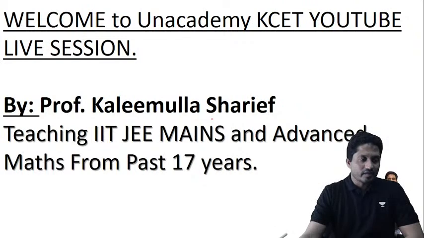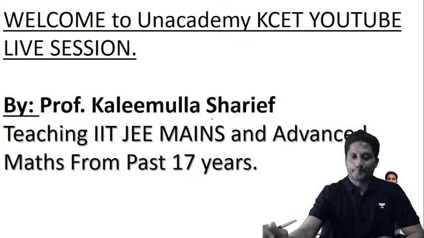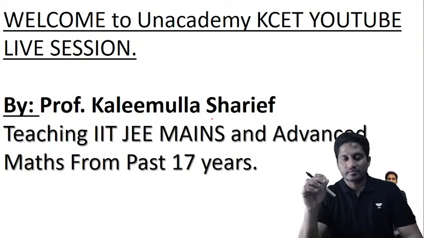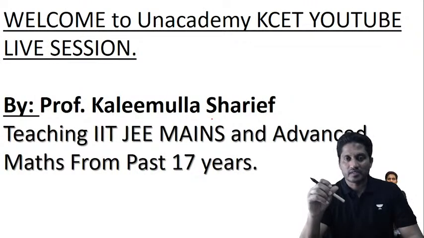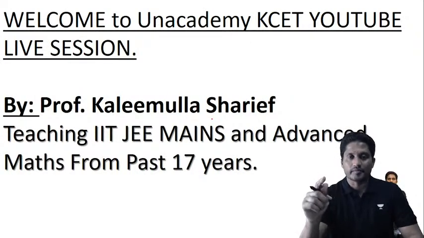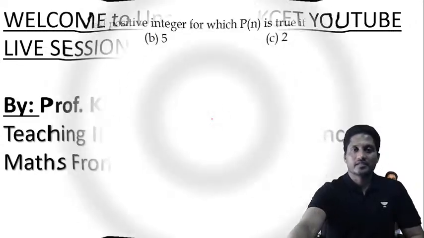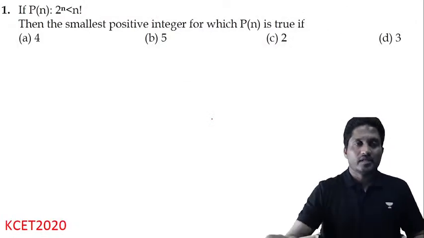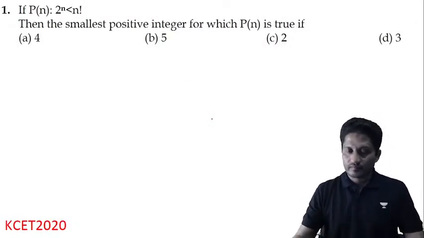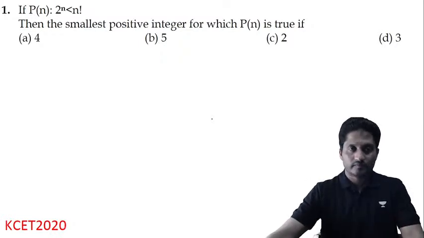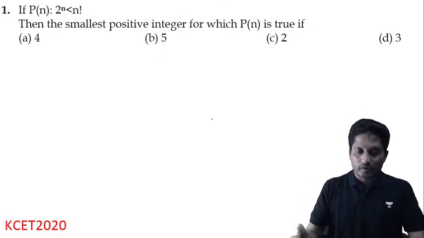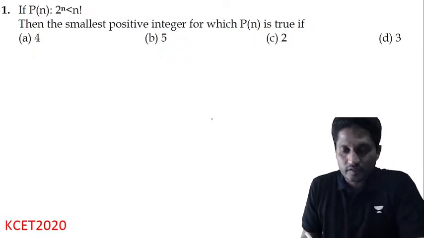So today we will start with 2020 KCET paper part 1. And wherever some standard results and time saving results are there, we will go through them and I'm going to mention that. Let's start, guys. Question number 1. The smallest positive integer for which P of n is true.